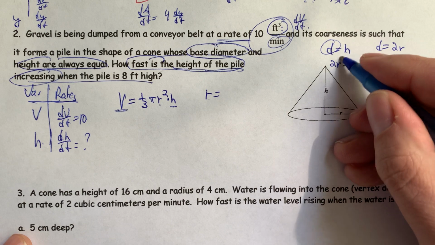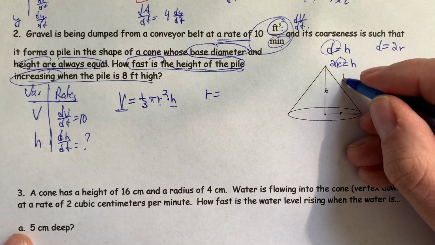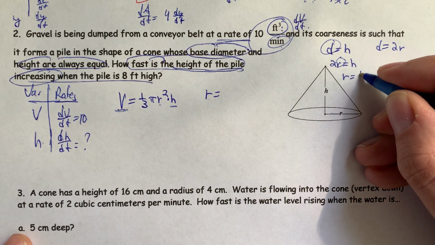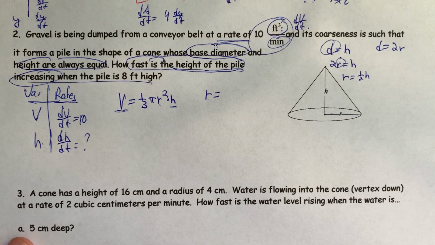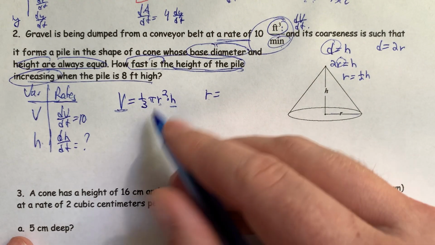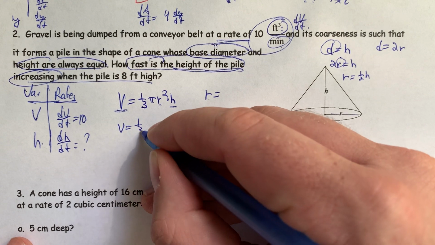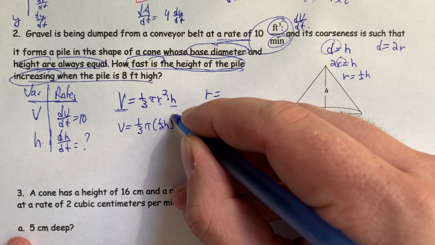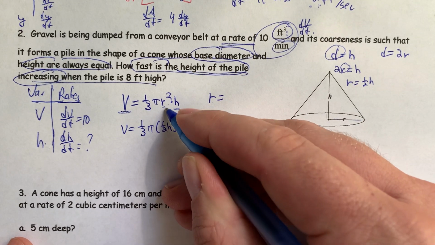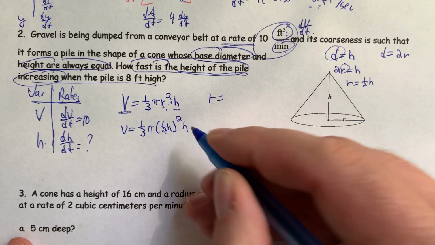And so we can solve for r. R equals 1/2 the height. We just divide by 2. The radius is half the height. And so we can plug in that the radius is 1/2 the height. R was being squared, so it still needs to be r squared times the height.